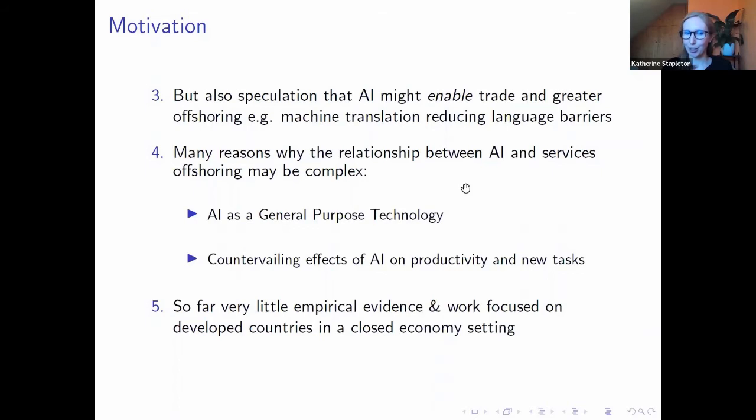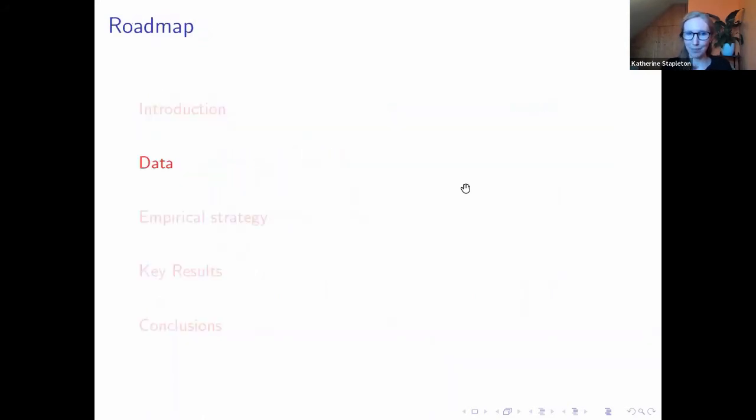So there's a growing understanding that AI may be a general purpose technology, which is one which is used widely across industries and is the invention of a method of invention. It also could have countervailing effects by raising productivity or creating new tasks. But on all of these questions so far, there's been very limited work and particularly empirical evidence. And what evidence does exist on AI has typically focused on the impacts on high income countries, on labor markets, and typically in a closed economy setting, not accounting for trade.